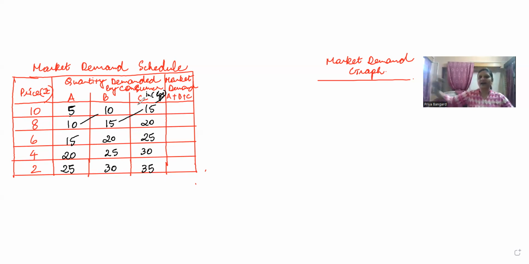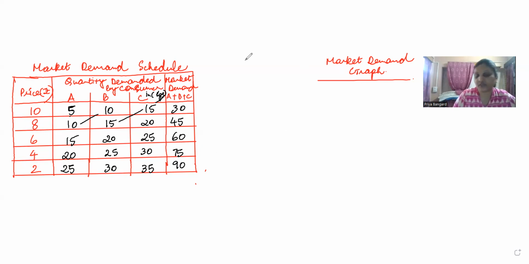Okay. Now add up to make it a market demand. 5 plus 10 plus 15 is 30. Same way 10 plus 15 plus 20 is 45. Same way 15 plus 20 plus 25 is 60. 20 plus 25 plus 30 is 75. And 25 plus 30 plus 35 is 90.